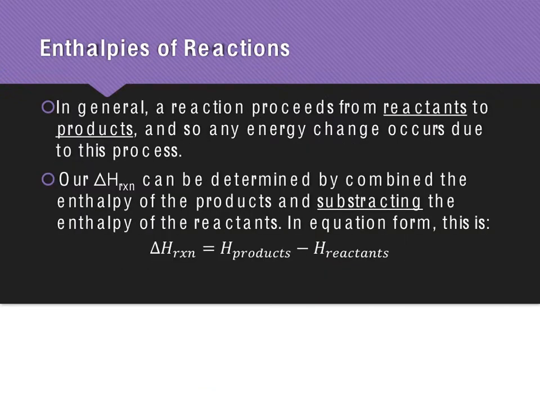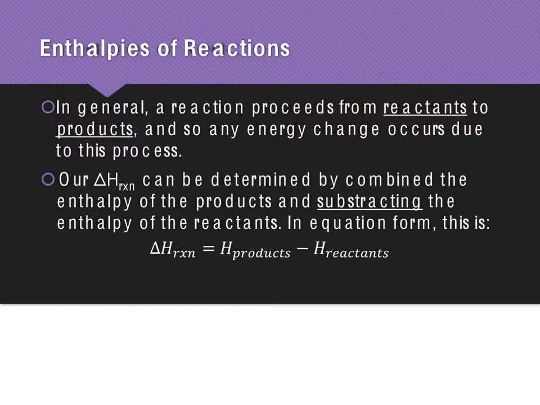So in general, a reaction proceeds from reactants to products. And so any energy change occurs from reactants turning into products, whether bonds are broken or released, etc. So the change, our enthalpy of reaction, is typically determined by combining the enthalpy of the products and subtracting the enthalpy of the reactants. Now, unfortunately, we're not quite doing that in this section yet. We'll get there. But that typically is defined as basically products minus reactants.